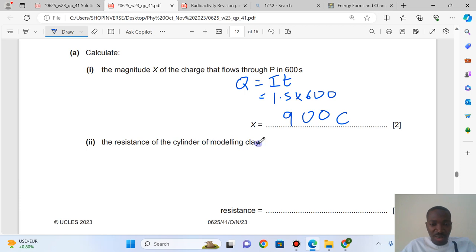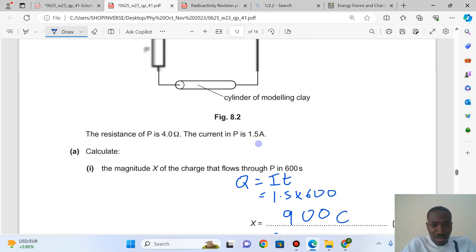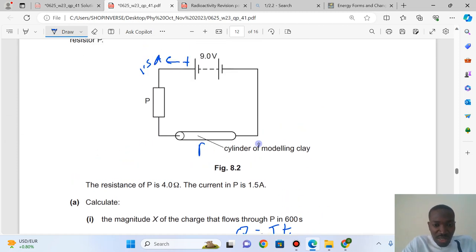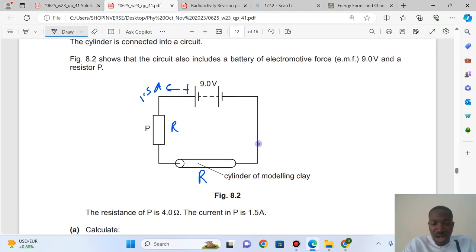The resistance of the cylinder of modeling clay. How do you get the resistance? Well, let us see. How did they get the resistance of this material? Let's start by getting the resistance of P. How do you get the resistance of P? R equals voltage divided by current. Yeah, R equals V over I.